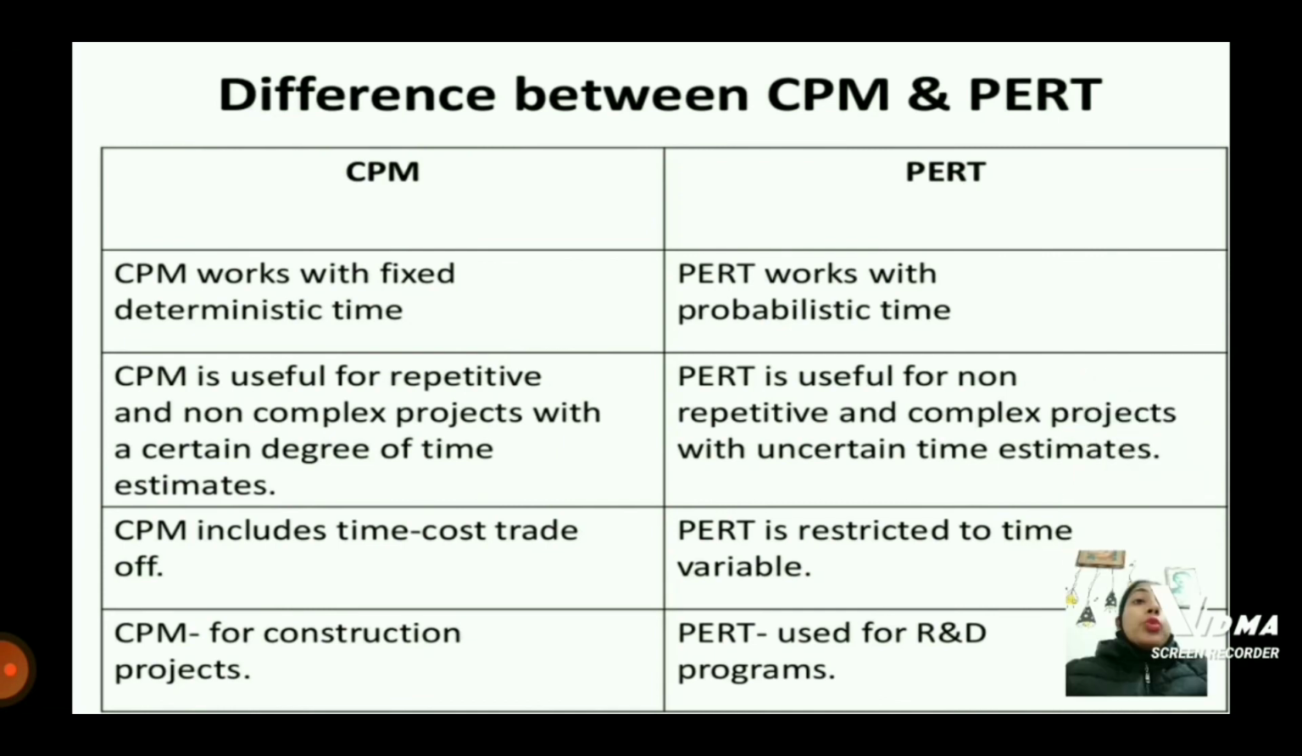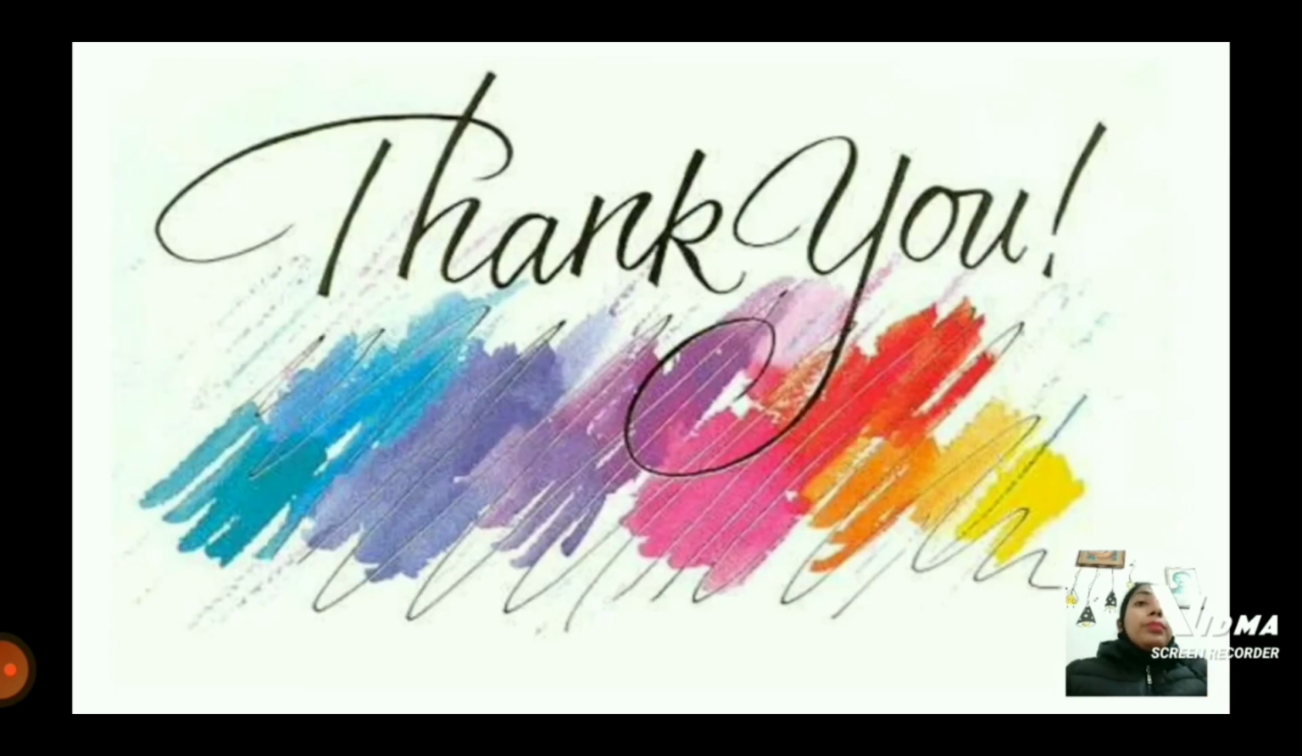What are the differences between PERT and CPM? CPM works with a fixed determined time, whereas PERT works with probabilistic time. CPM is useful for repetitive and non-complex projects, whereas PERT is useful for non-repetitive and complex projects. CPM includes time-cost trade-off. PERT is restricted to the time variable only. CPM is for construction projects and PERT is used for R&D programs. That's all about the PERT technique for project management.